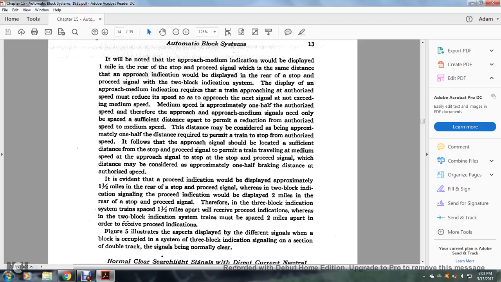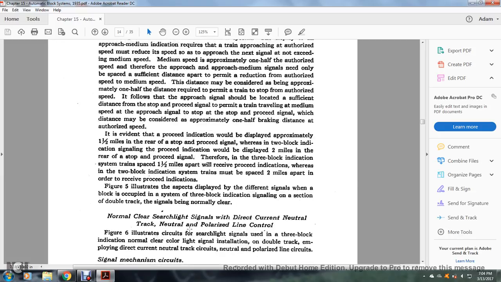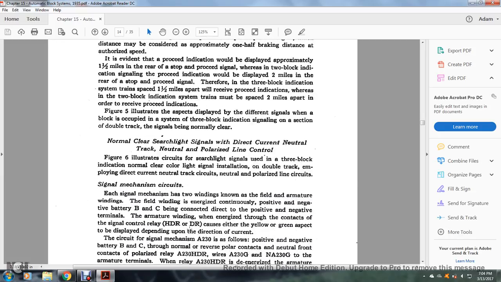Therefore, the 3-block indication system signals spaced 1 1/2 miles apart will receive the proceed indication, whereas the 2-block indication system signals must be spaced 2 miles apart in order to receive the proceed indications. Figure 5 illustrates the aspects displayed at the different signals when a block is occupied with the 3-block indication signal system, double track signal system being normally clear.